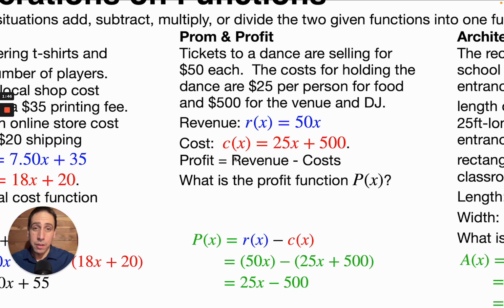Profit is generally revenue minus cost. So the amount of money you bring in, the amount of money you put in the cash register, minus how much money you have to pay out. That's going to be your profit. So if you want a profit function, you just take the two functions and subtract. Revenue minus cost, R of x minus C of x. That's going to be 50x minus (25x plus 500).